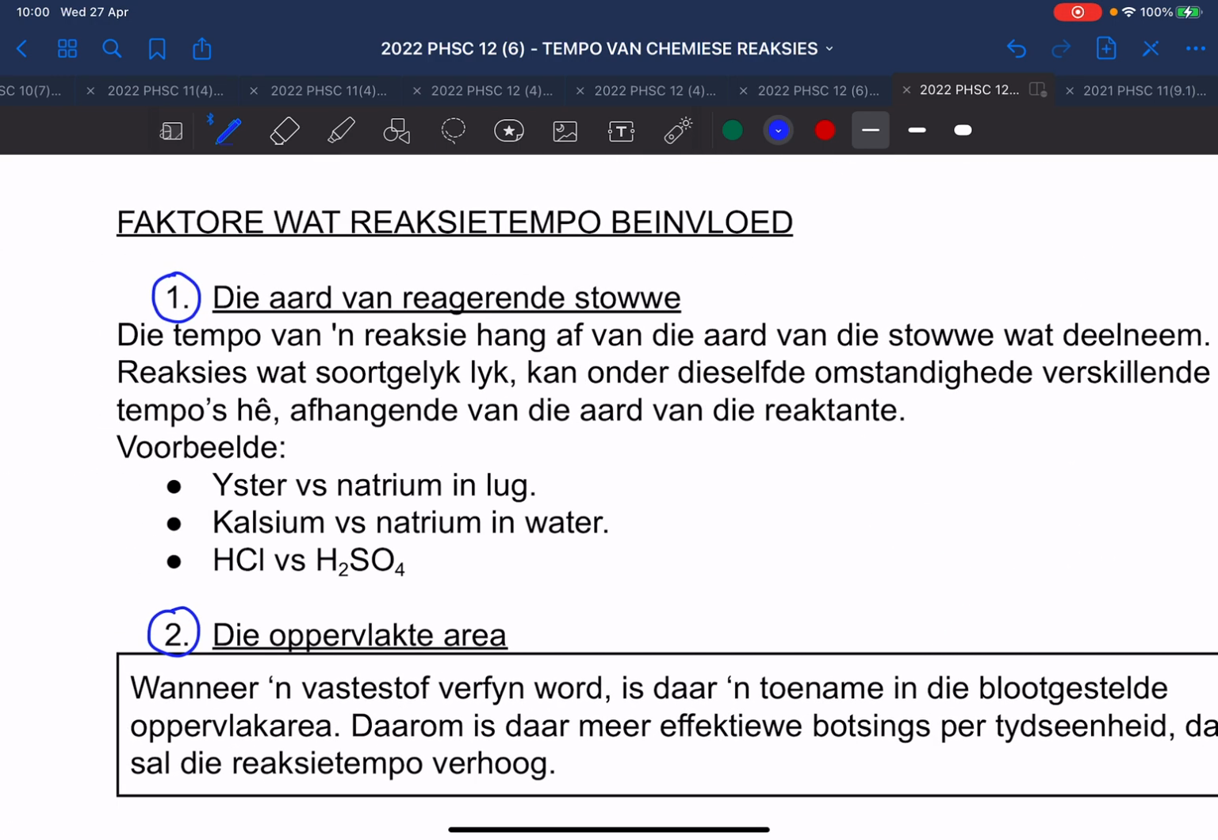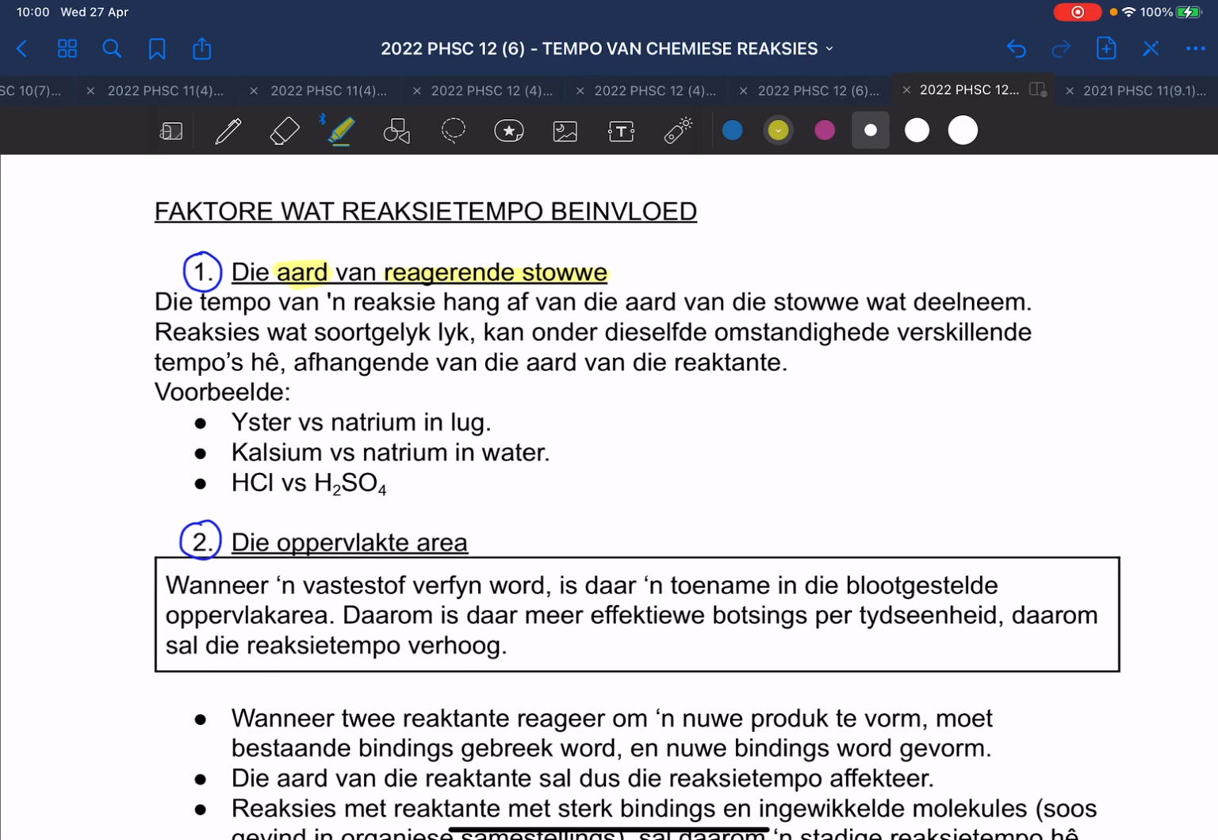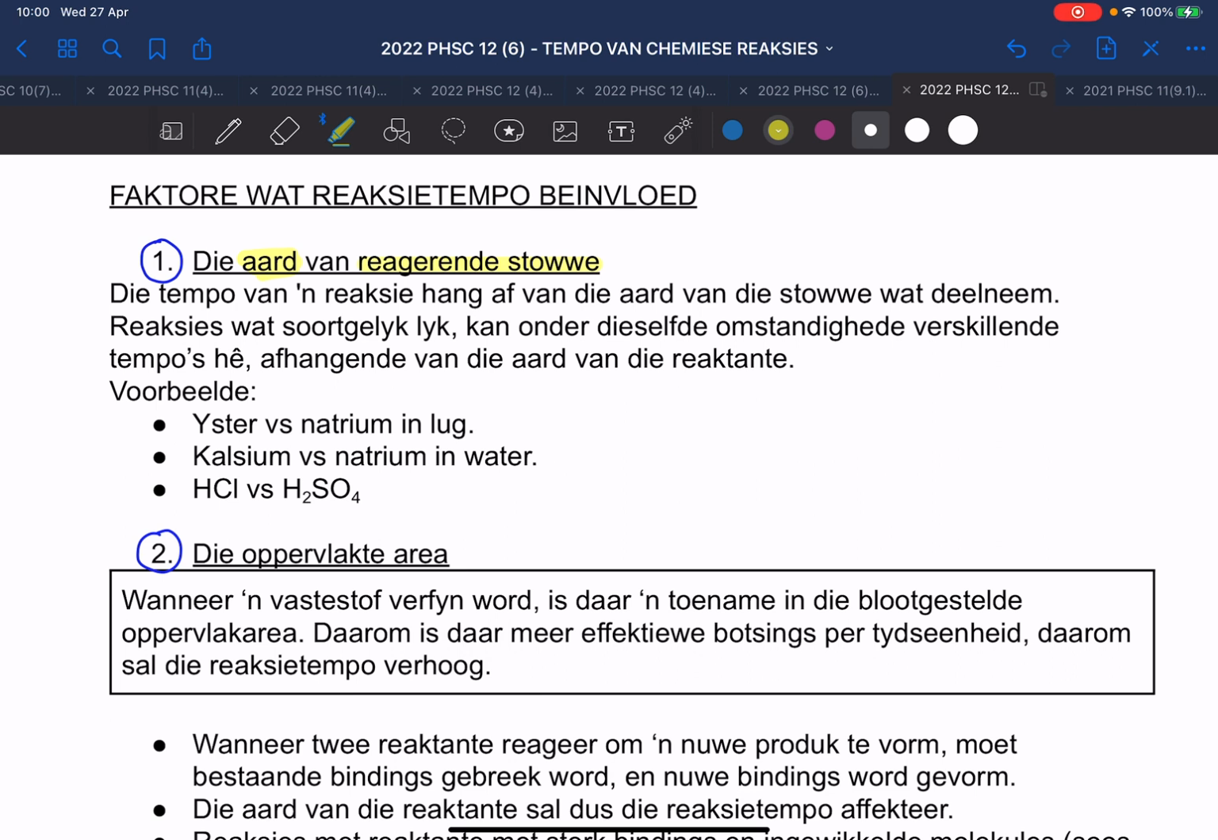Okay. The first one is the nature, die aard van die reagerende stowwe. Okay. I'm going to read and then explain. It says there, die tempo van 'n reaksie hang van die aard van die stowwe wat deelneem. Reaksies wat soortgelyk lyk, it looks similar, kan onder dieselfde omstandighede, if they have the same circumstances, have different rates. So, the same circumstances, dieselfde omstandighede, kan hulle verskillende tempos hê. They can have different rates because of the nature of the reactants, die aard van die reaktante.